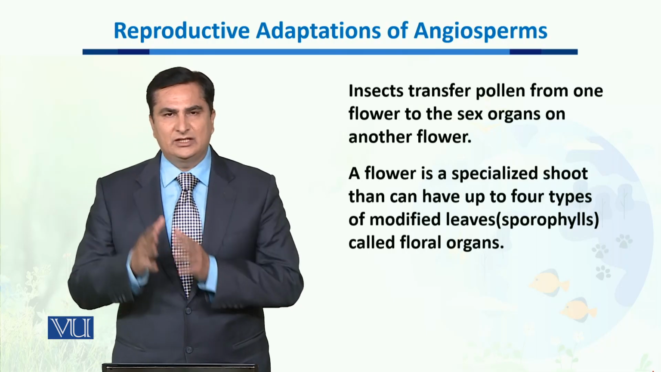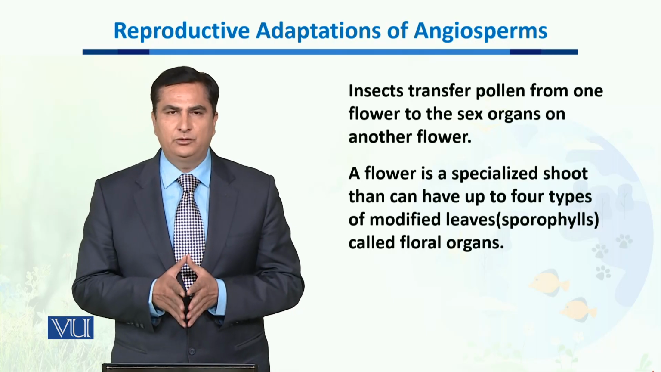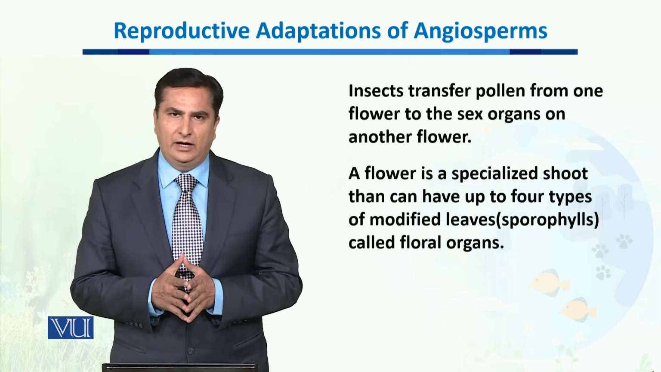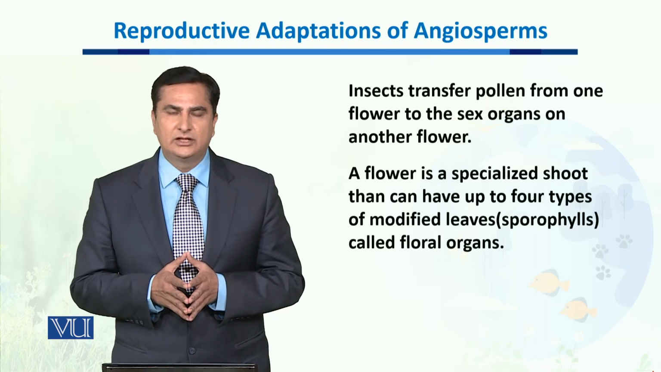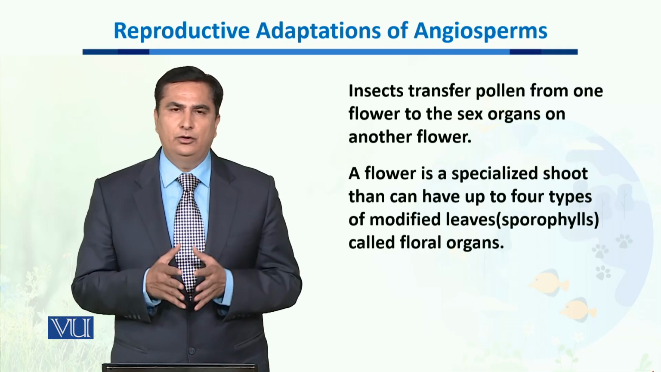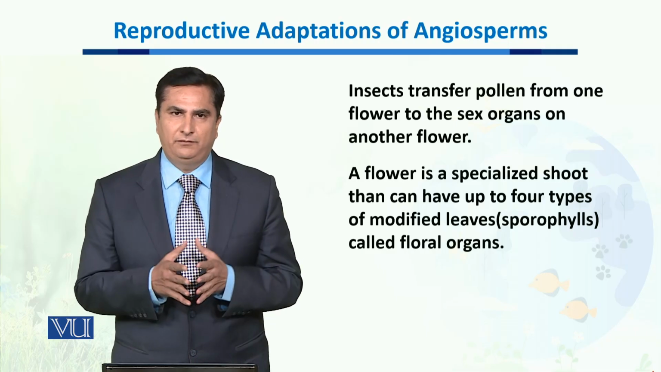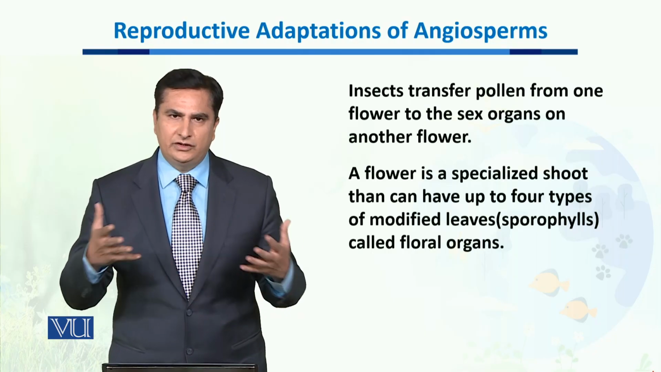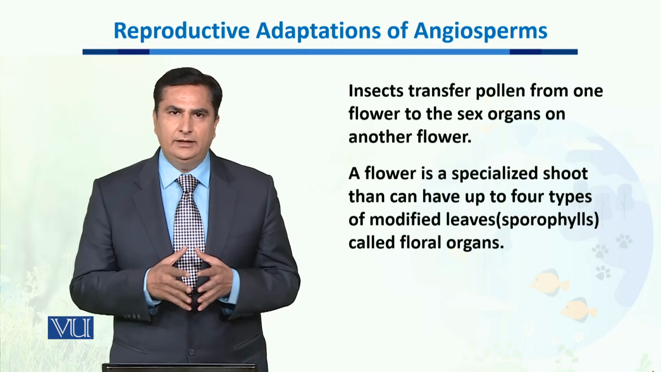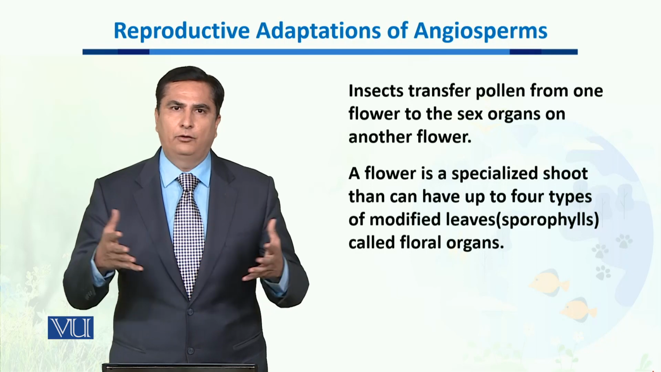Now, a flower is a specialized shoot that can have up to 4 types of modified leaves, which are known as sporophylls. They are also known as floral organs. Petals are one of the famous floral organs which increase the beauty of forests and woodlands.